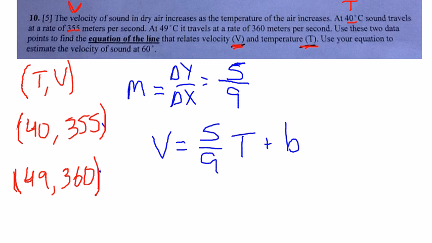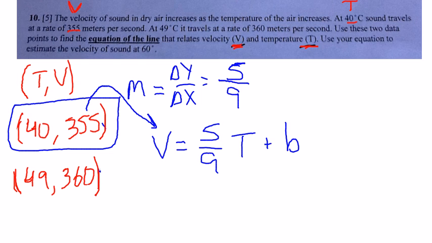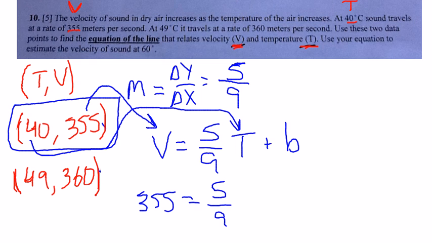To find the b, I can use either of these 2 points to plug it in. It doesn't particularly matter which one. I'm going to choose this one. So remember 355, if I look back, 355 was velocity. So that's going to go in here. And 40 was t. So that is going to go in right here. So I get 355 equals 5 over 9 times 40 plus b.